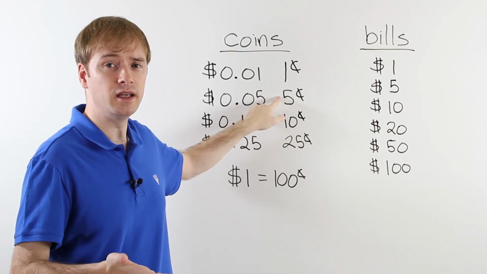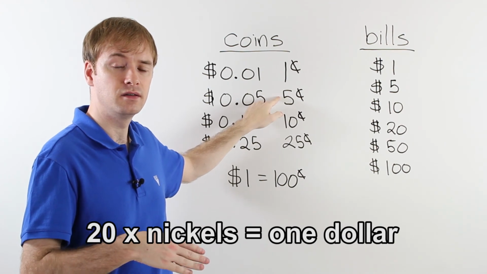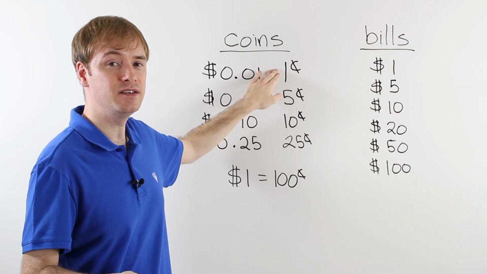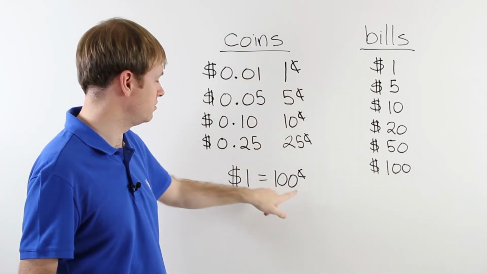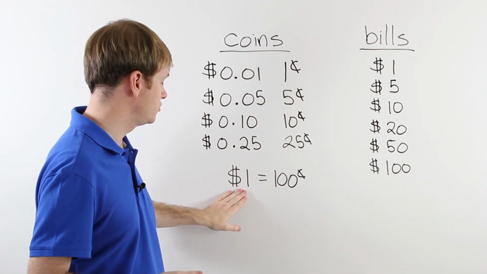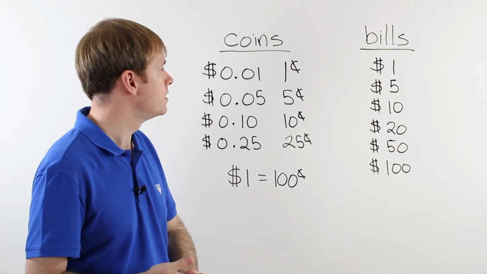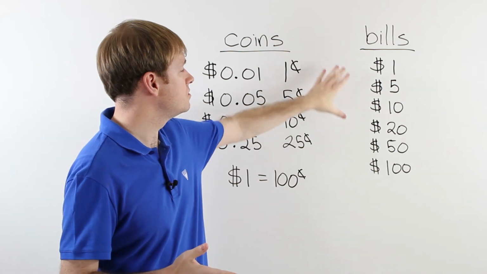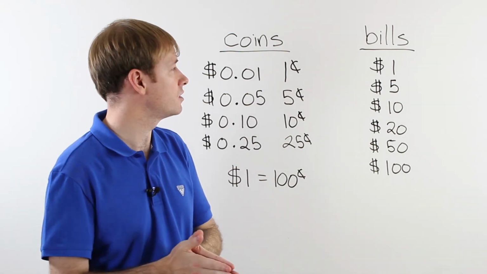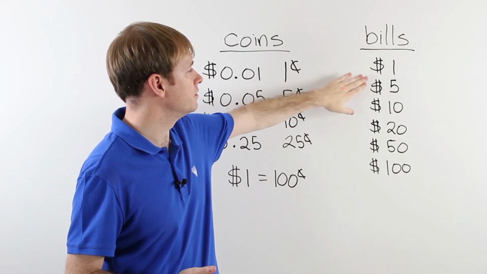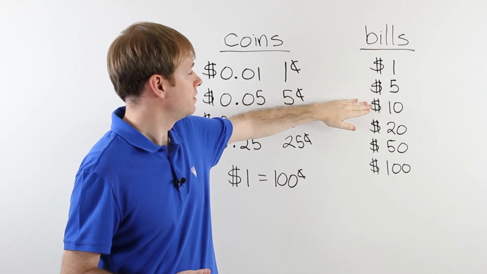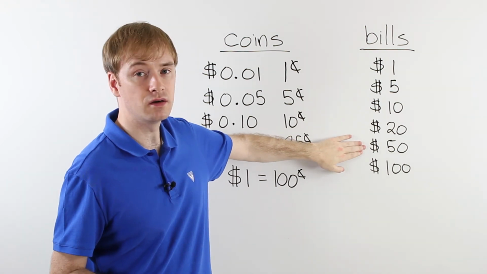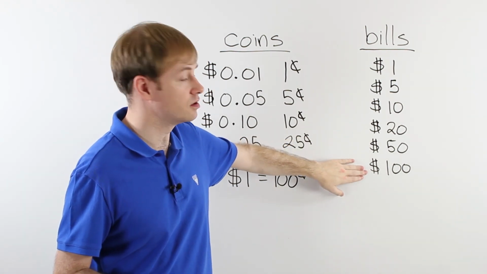If you have 20 nickels, that's the same as $1. And how many 1-cent pennies do you need? How many pennies? Well, you need 100 pennies to make $1. Okay? Let's move on to the bills. Okay, so they use 6 main bills. Okay, the $1 bill, the $5 bill, the $10 bill, the $20 bill, the $50 bill, and the $100 bill.